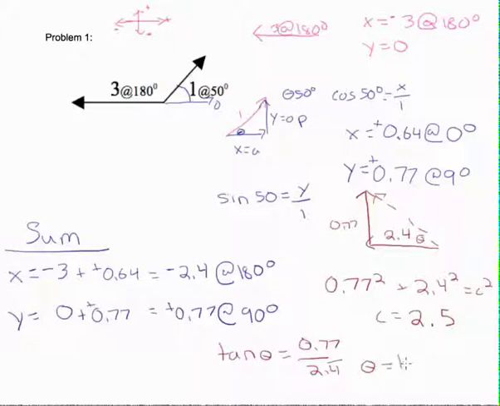Now we have to put it in unit circle. So if we go back to this triangle, we draw 0, 90, 180, and 270. We want to know this angle. So 180 minus theta will give us our angle. So 180 minus theta gives us 162 degrees. So our answer is 2.5 at 162 degrees.